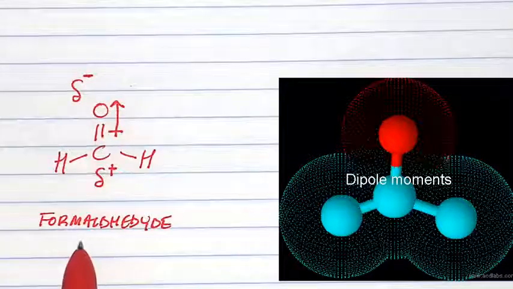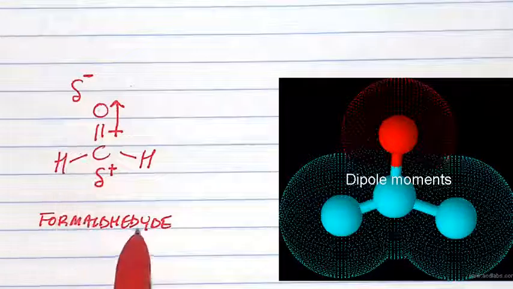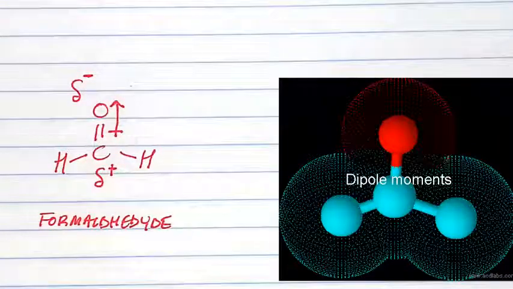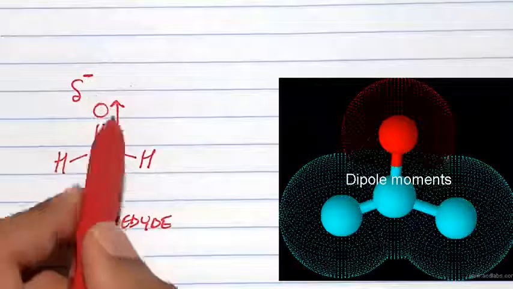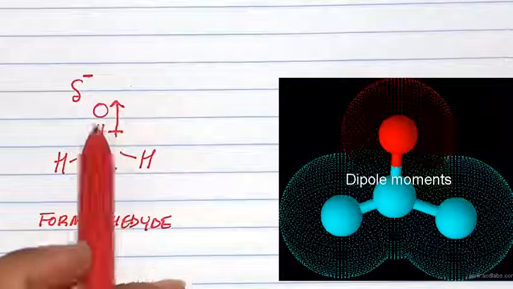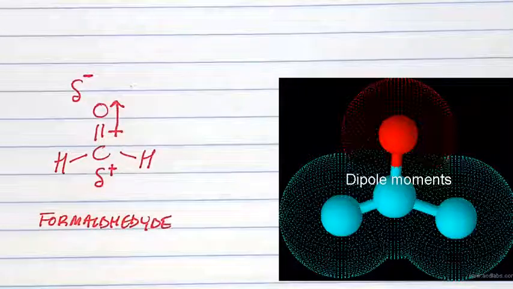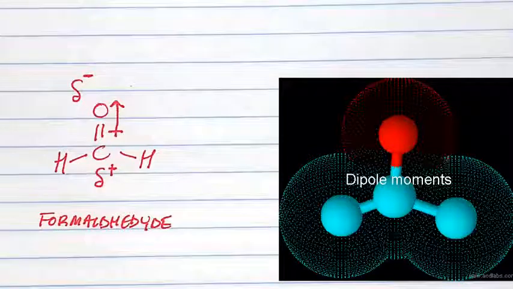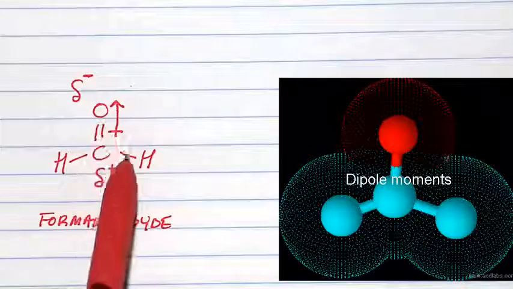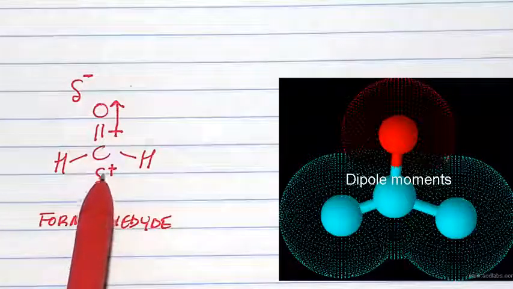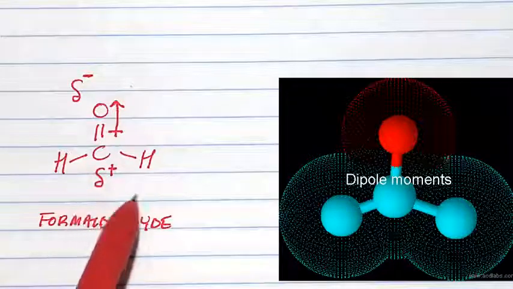So it's important to recognize that within the formaldehyde molecule, you have a region of the molecule that has a partial positive charge, that's this carbon, and you have a region of the molecule that has a partial negative charge, and that is this oxygen. The key word here is partial. This is not a total positive charge or a total negative charge. This oxygen region of the molecule is going to be more negative or partially negative. Likewise, this carbon region of the molecule will be more positive or partially positive.